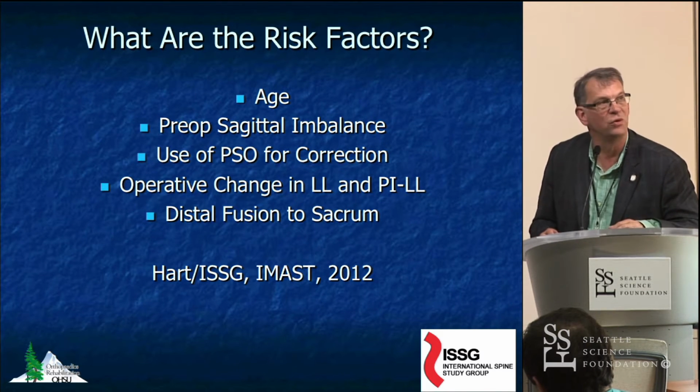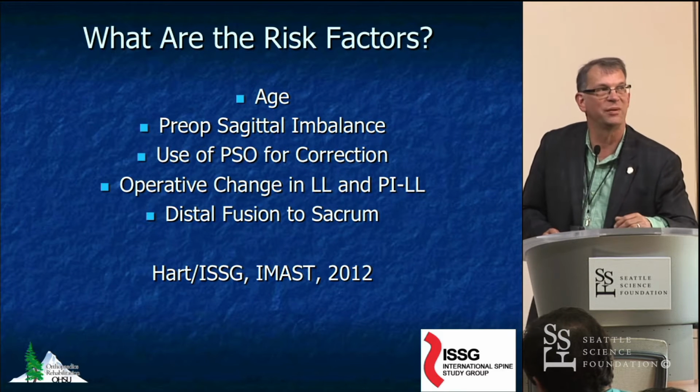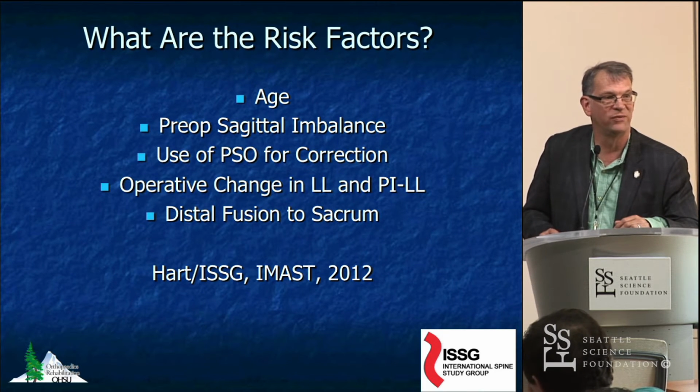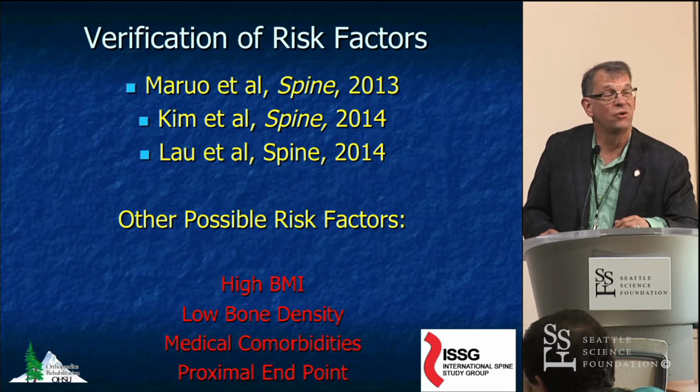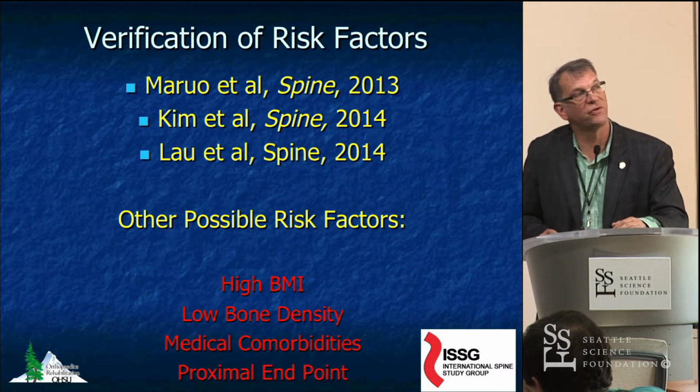That's the risk pool. And distal fusion to the sacrum is also clearly an independent indicator that's emerged in several studies. And again, if you think about it, that fits this patient population. So it's an older adult patient population with large sagittal imbalance requiring fusion to the sacrum. So those risk factors initially emerged out of work that the ISSG did, and they have been verified now in other single center studies. And there are some additional risk factors that people discuss.